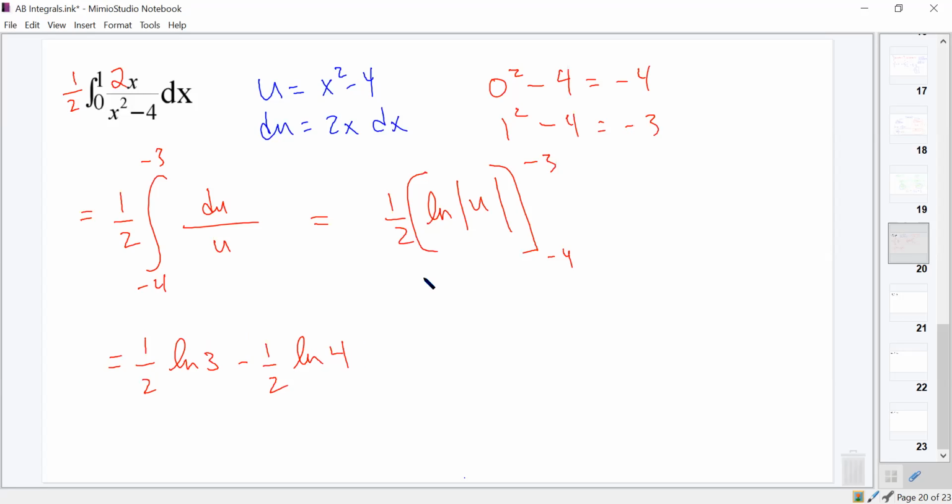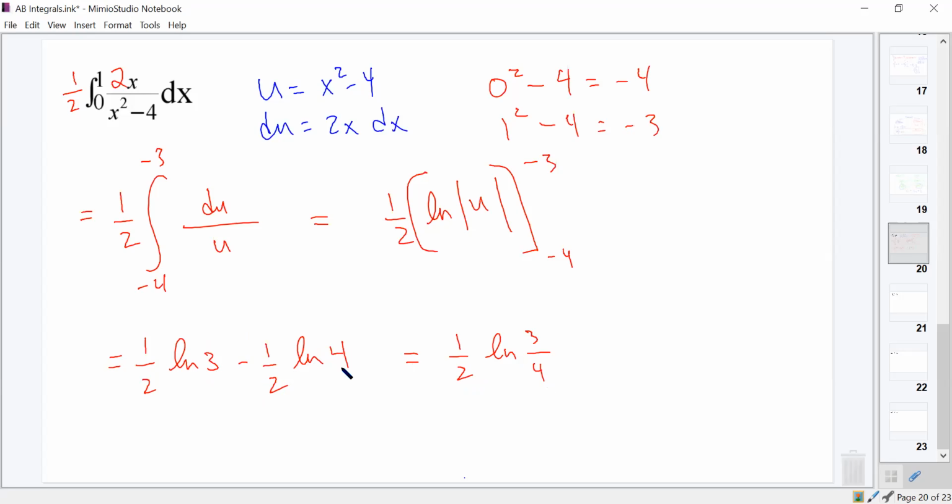Three and 4, upper limit minus lower limit. I'm not sure why I did that. So this is a perfectly acceptable answer, especially if it was my quiz or a free response question on the AP test. But be able to convert your logarithms around, because you might end up with something like 1/2 natural log of 3/4 as a multiple choice answer on the AP test, right?